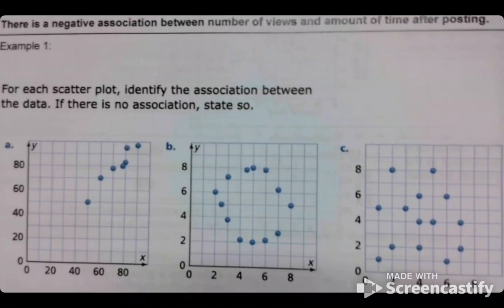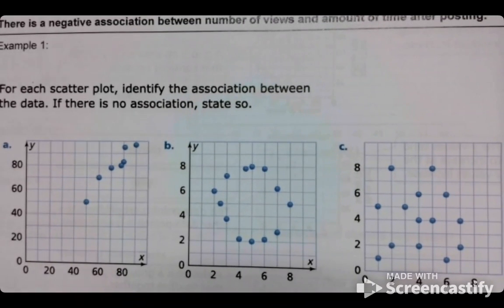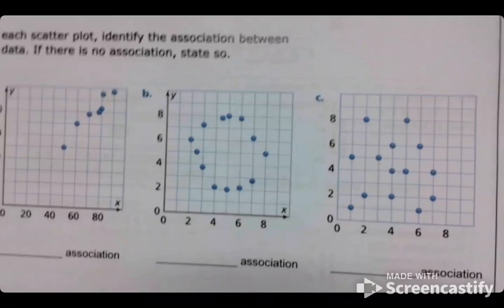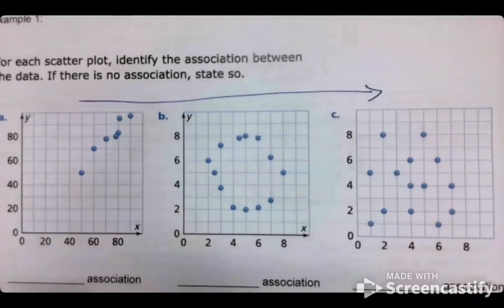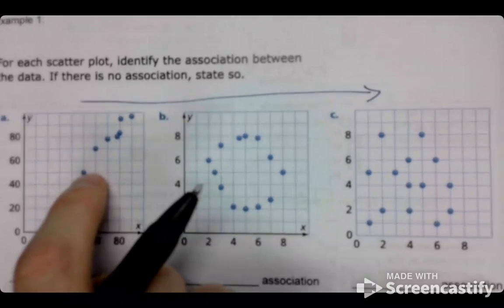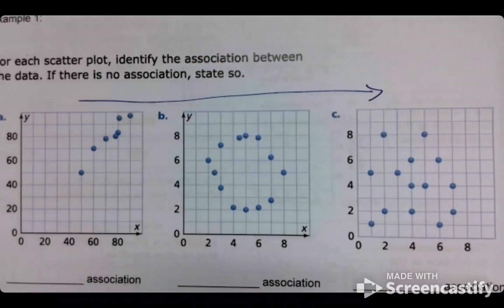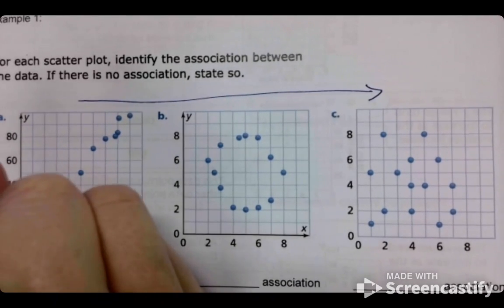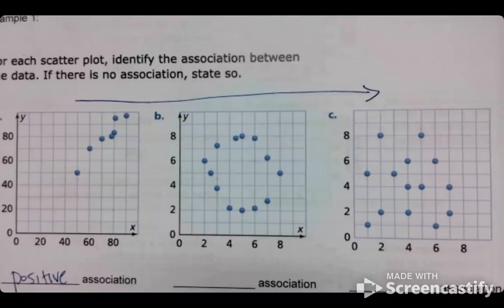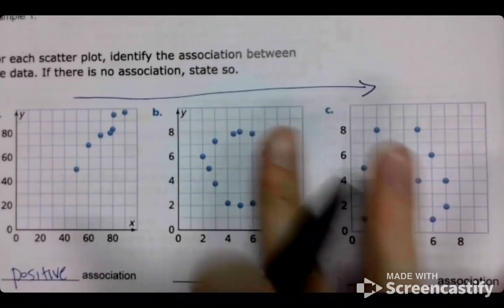All right. So it says for each scatter plot, identify the association between the data. There could be no association. So remember, I'm going left to right. As I go left to right, what are these doing? Are they going up positive, down negative, or is there no rhyme or reason? There is a positive association. Great job. What about this one?